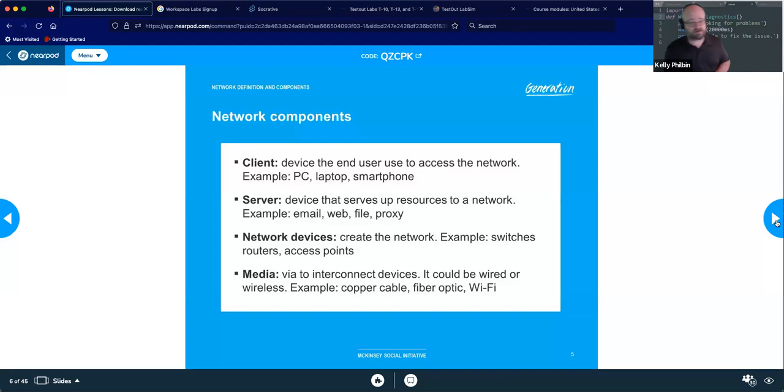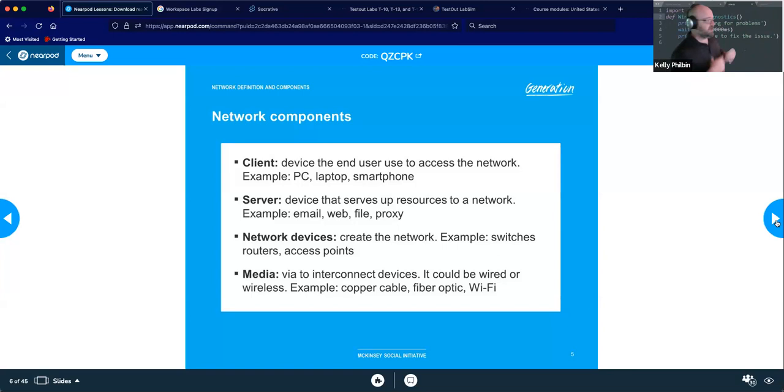A server is a device that serves up resources to the network. So some examples would be a web server, email server, file server, proxy server. All of these serve very specific functions. Thankfully, they name them pretty easily, so it's simple to figure out what they do. Other than this, we have network devices, which are essentially what help enable or create that network for us. Some examples of this are switches, routers, access points, bridges, hubs, which typically aren't used much anymore. But all of these enable the connections that we use to create these ever-expanding networks.